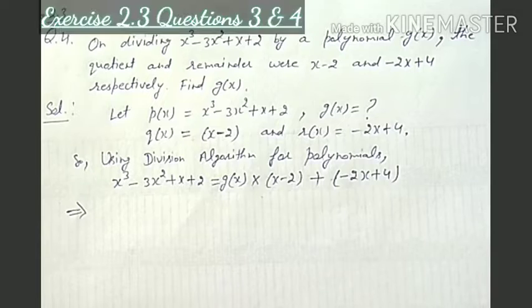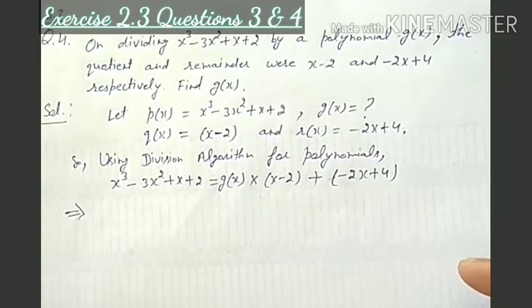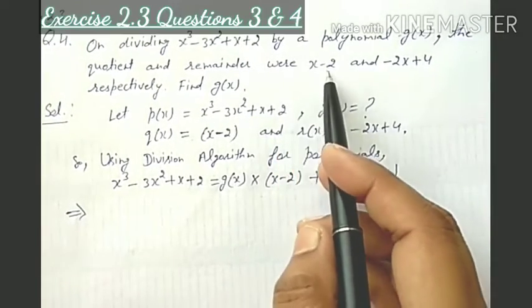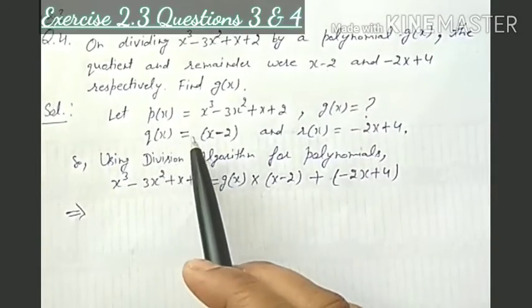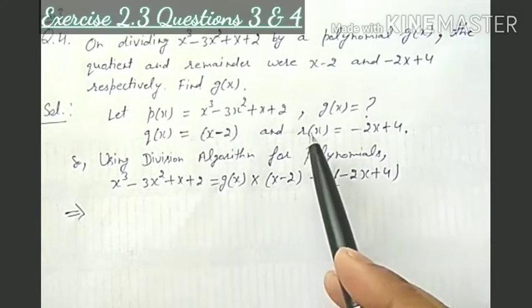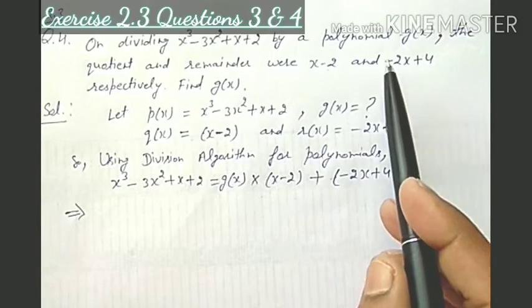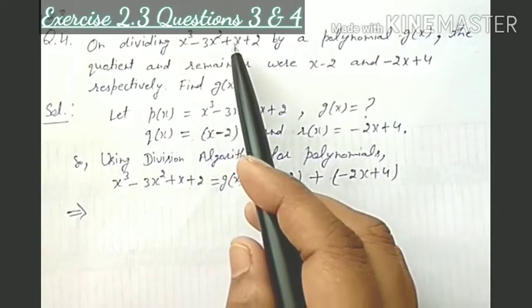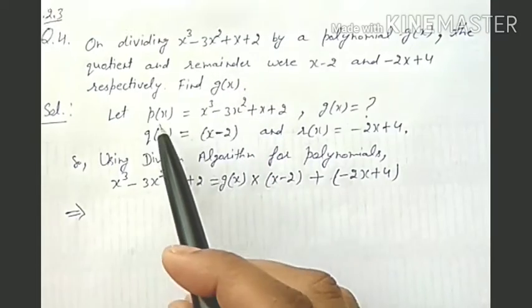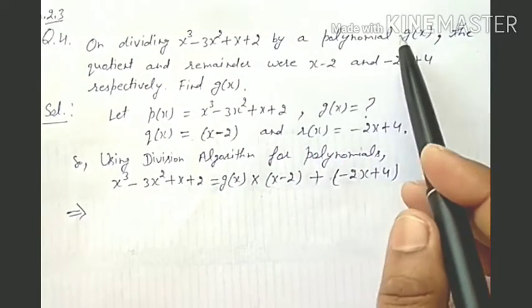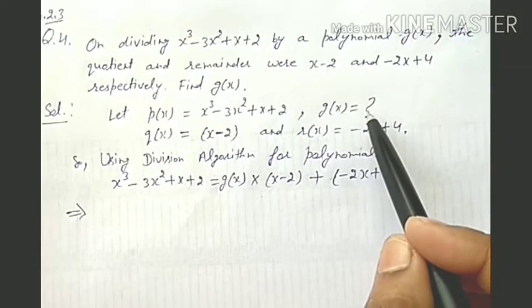Now next question is question number 4 of exercise 2.3. On dividing x cube minus 3x square plus x plus 2 by a polynomial gx, the quotient and remainder were x minus 2 and minus 2x plus 4 respectively. Respectively means quotient qx is equal to x minus 2 and remainder rx is equal to minus 2x plus 4. Since we have to divide this polynomial, it will be our dividend. Let px is equal to this, and we have to find our divisor, that is equal to gx.